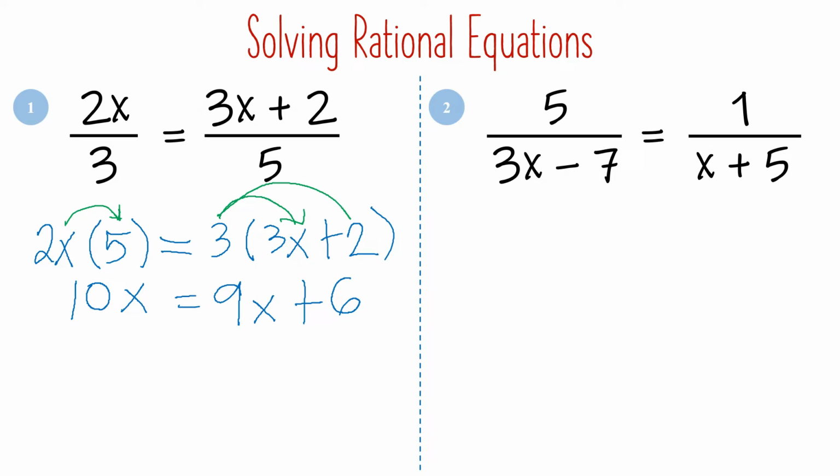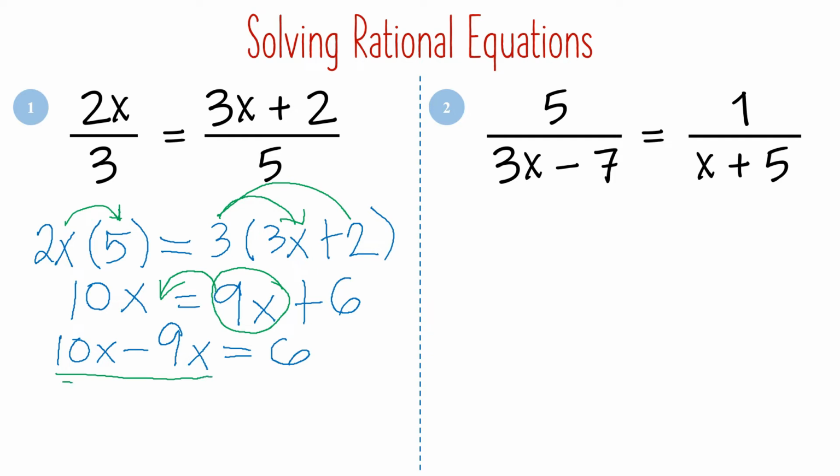So let us copy 10x. Then transpose positive 9 to this side. And remember that when you are transposing a term to the other side of the equal sign, you have to change it to its opposite sign. So this is positive 9x. When you write it on the other side, it will become negative 9x. Then equals positive 6. Then combine this to 10x minus 9x.